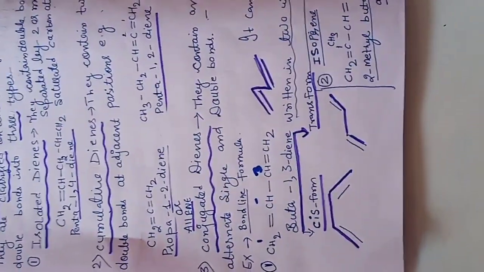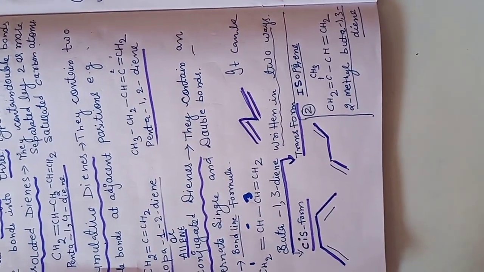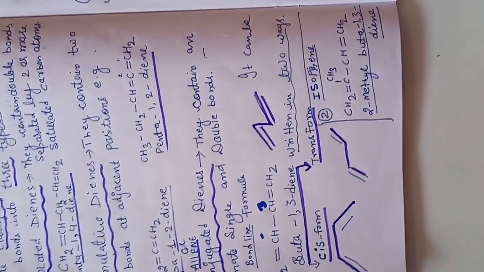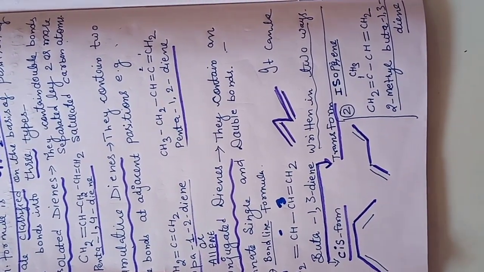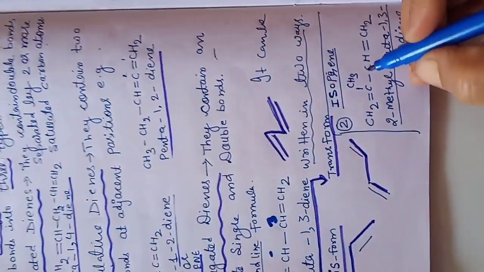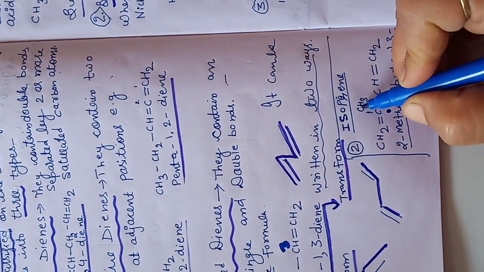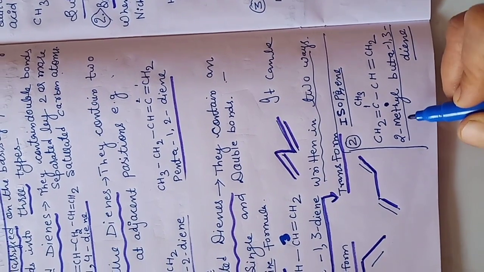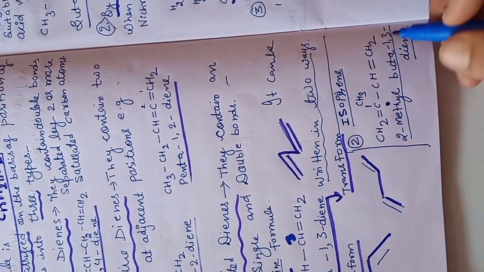So I hope it is clear. 1,3-butadiene can be written in two ways, that is the cis form and the trans form. Another example of a conjugated diene is isoprene. In the isoprene structure, we remove one of the hydrogens from the second carbon and add one methyl group. So the name is 2-methyl-buta-1,3-diene, which means it is a substituted butadiene.